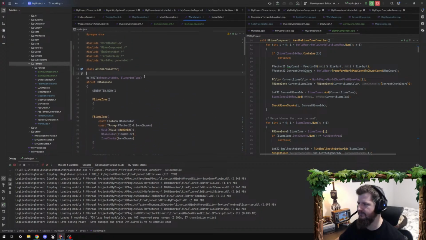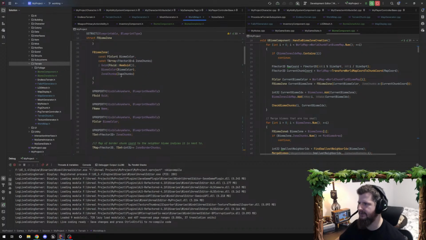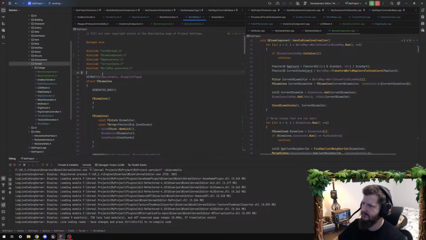Okay, and I should move the biome zone in here as well. And then do I need biome zone actor at all?